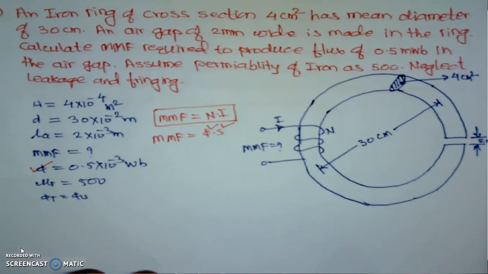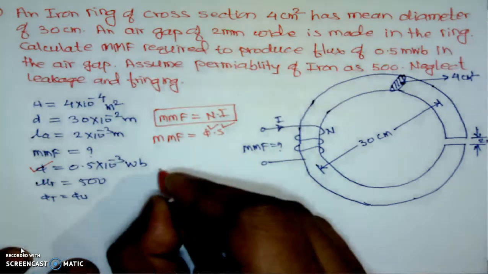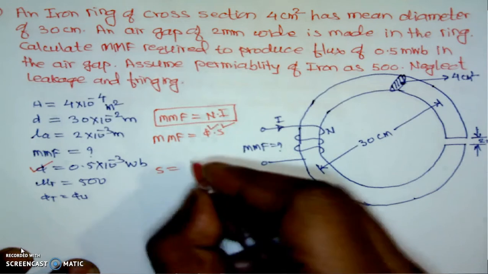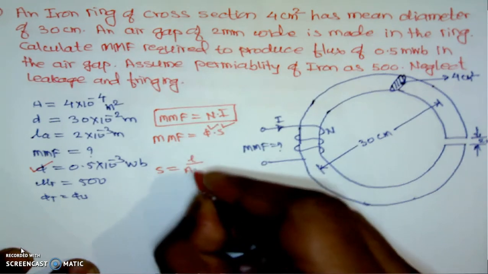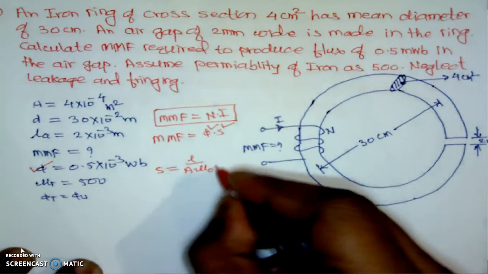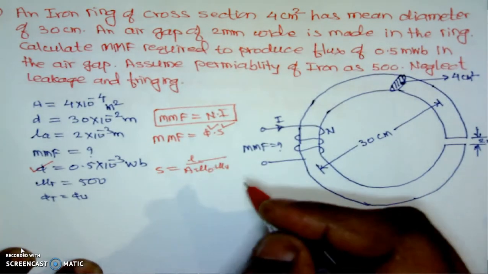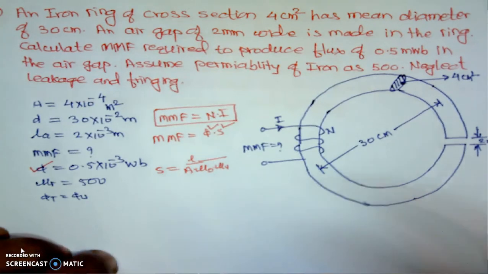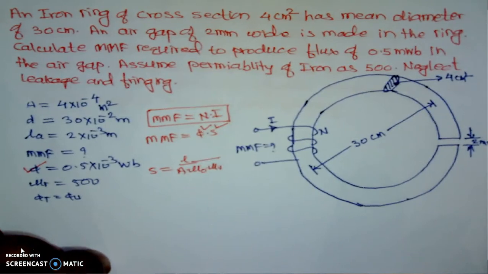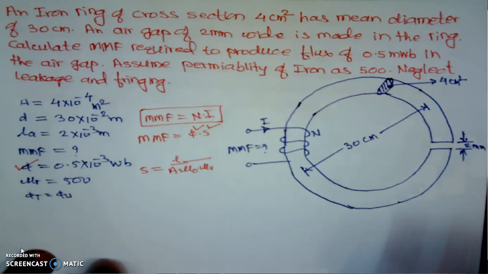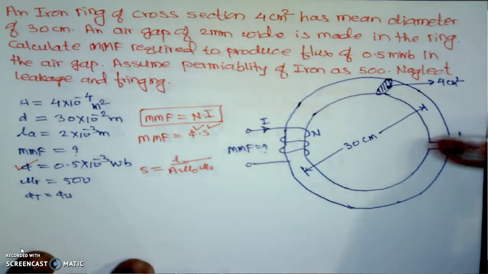Now how is the calculation procedure for S? I will brief and then we will work out the calculation. S depends on what? S is equal to L divided by A into mu, where mu is mu naught into mu R. It means if we have a different material, the value of S will be different. Now in this particular case of the iron ring, we have two materials. One material is the iron and the other is the air gap.